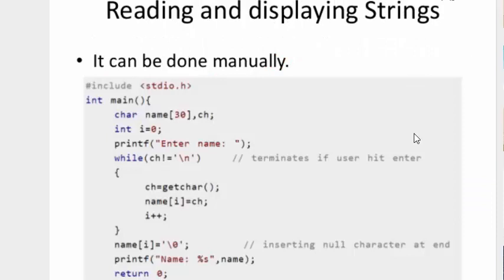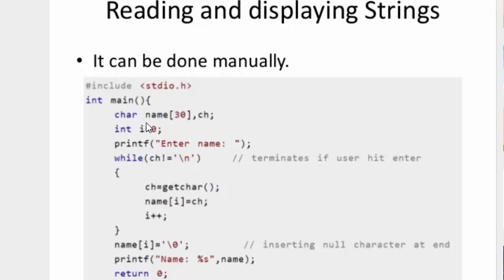Here is the example to read and display the string. So we simply want to read the elements of the string by the manual method. That means it is the similar way we use in the assignment or initialization of a regular array. So for this we need to have a loop here.